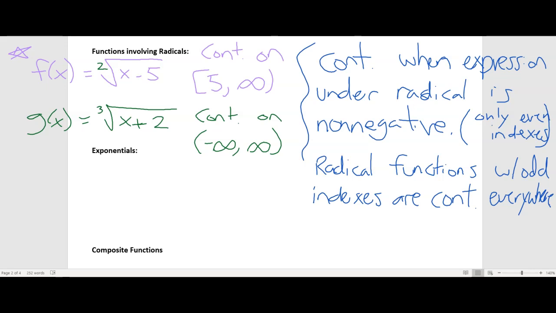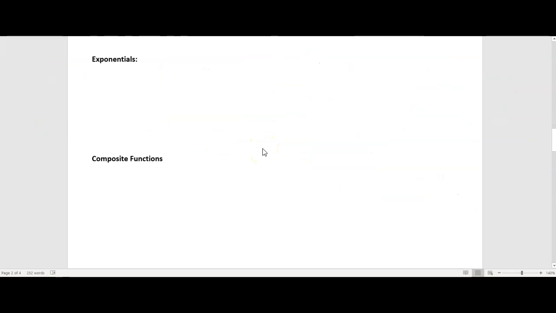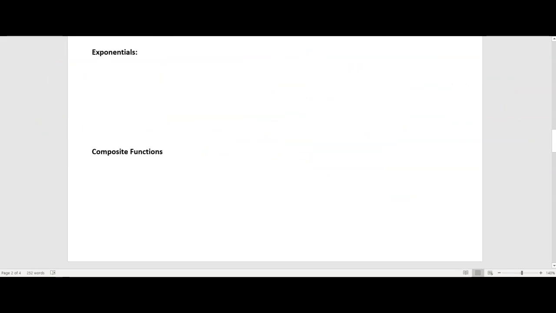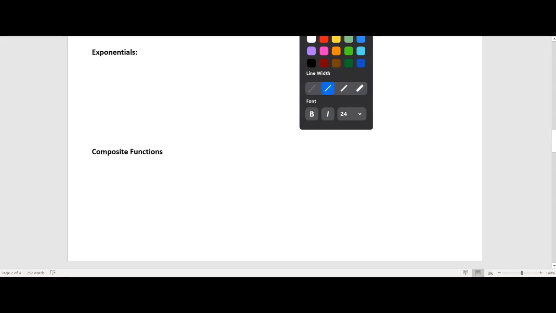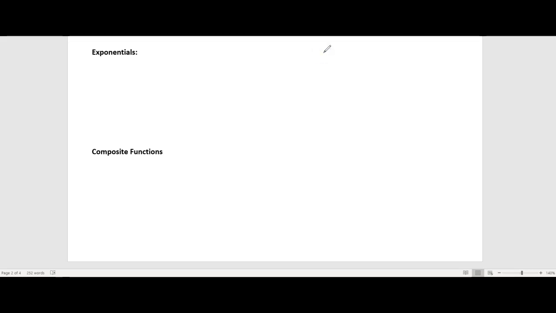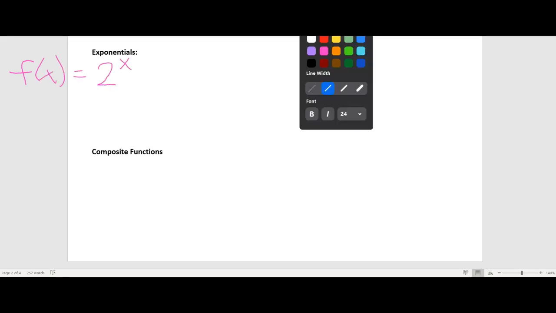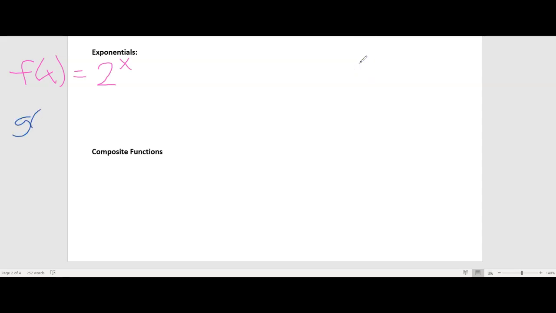Okay. We are now going to move on to exponential functions. All right, so exponential functions actually are quite nice because their continuity is similar to polynomial functions. Let me give you two examples of exponential functions. We'll do f of x is equal to 2 to the power of x, and we'll do g of x is equal to 1 over e to the x minus 3.